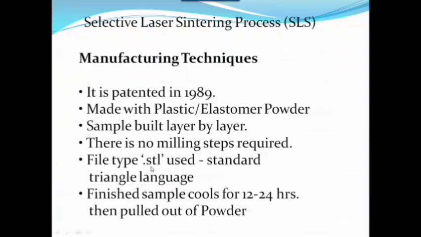So STL is nothing but a file format used to convert from one file to another. That means the CAD model, which has been coded into the system by the software, has to be converted into this STL format. Only if we convert into the STL format can we make the physical components through AM technology. Then the finished sample takes 12 to 24 hours. That means we wait for 1 day, and then we can pull it out of the powder and take out the finished physical component.